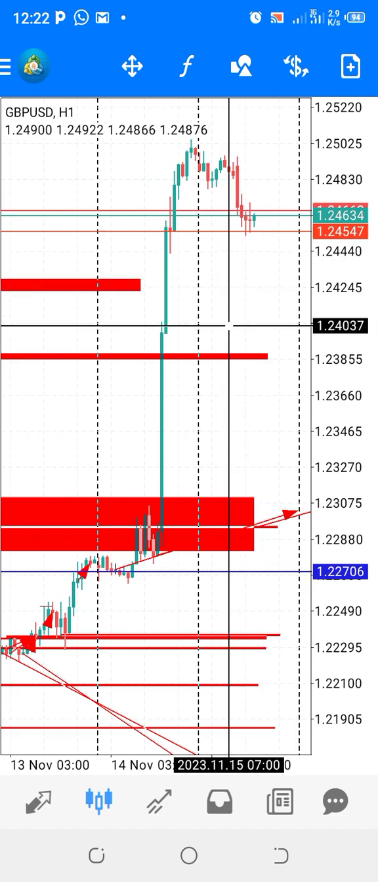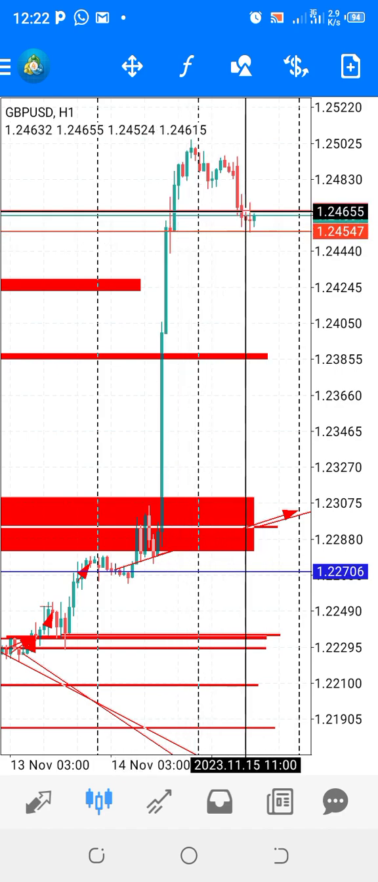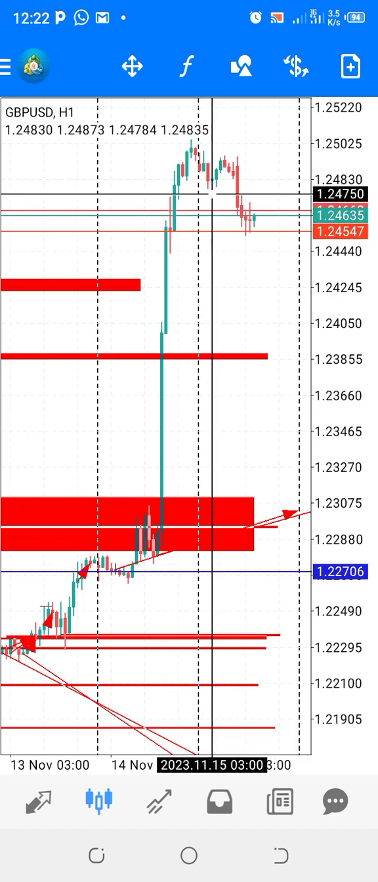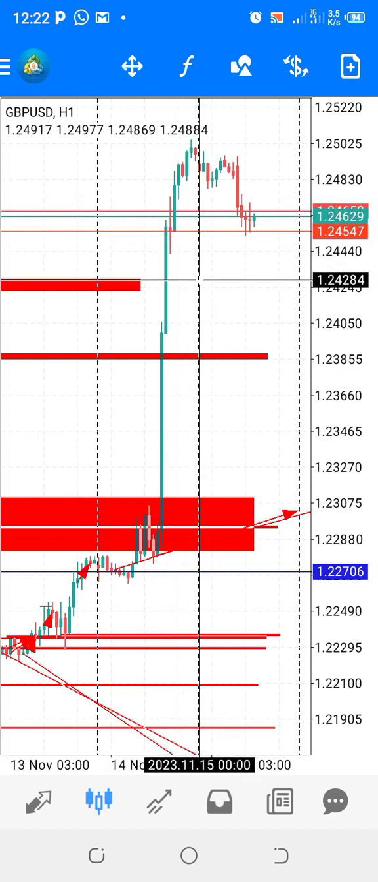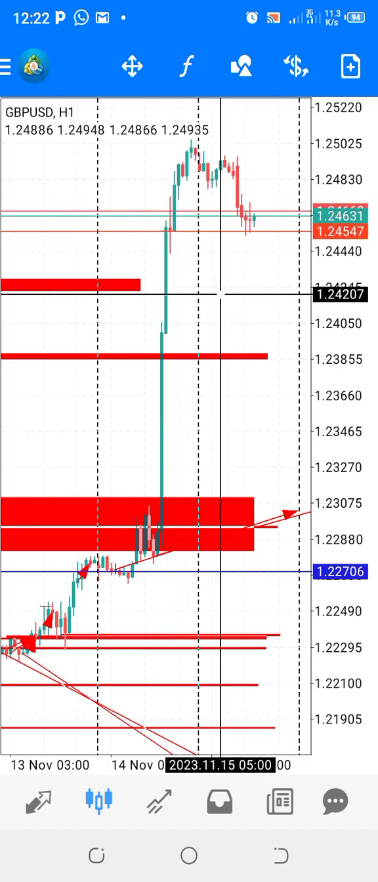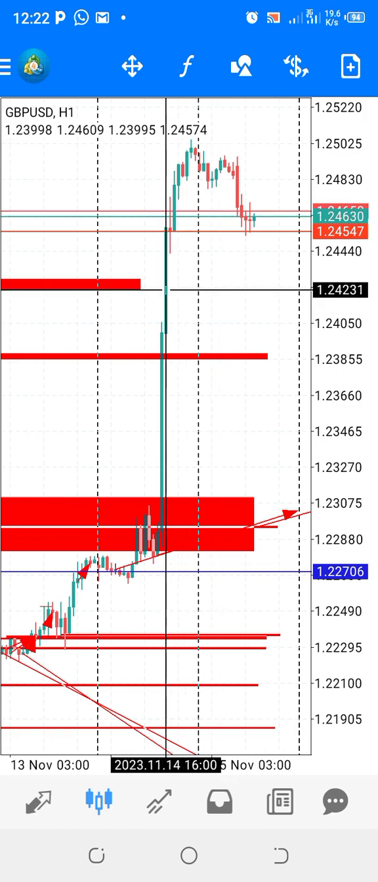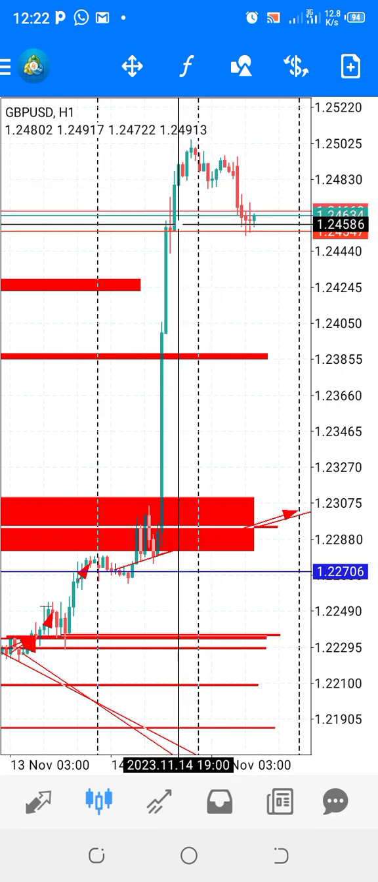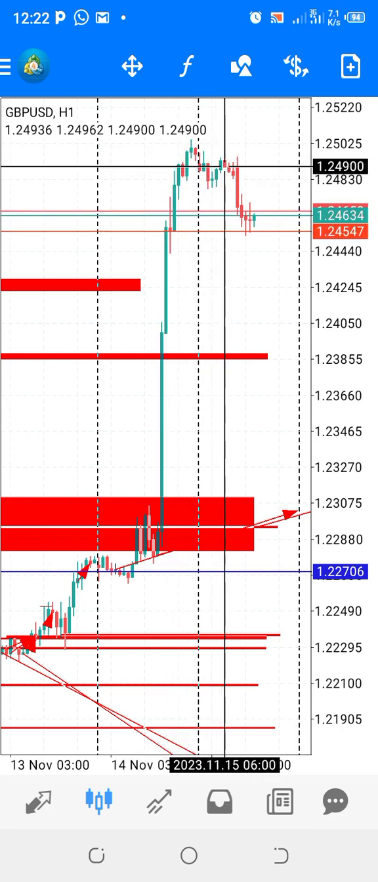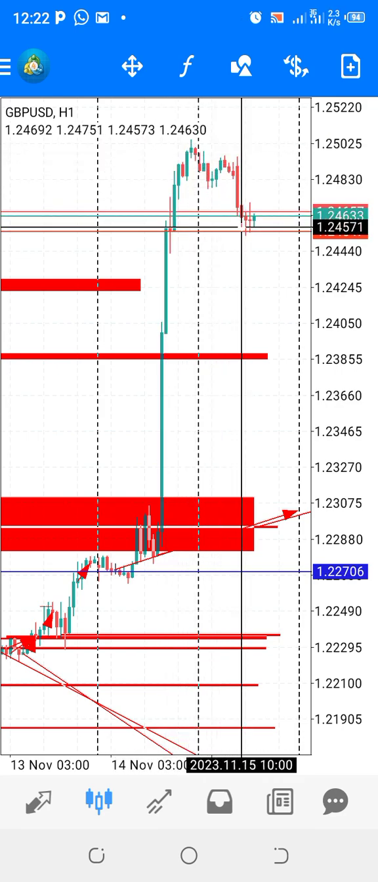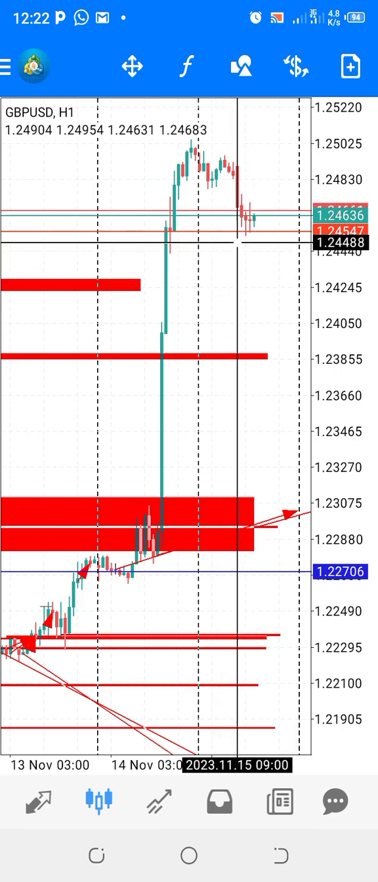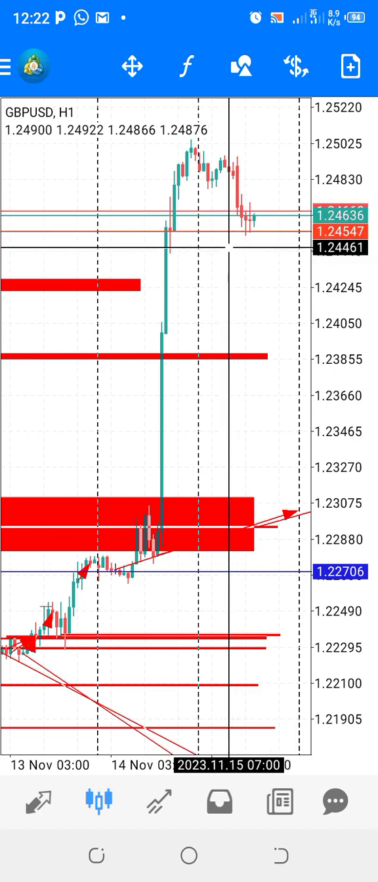1.2454. Then we also projected the day before that, before the next correction, there will be a distribution, which we see happen here. So now we are waiting for the first break of the exit price line, when the correction phase will begin.